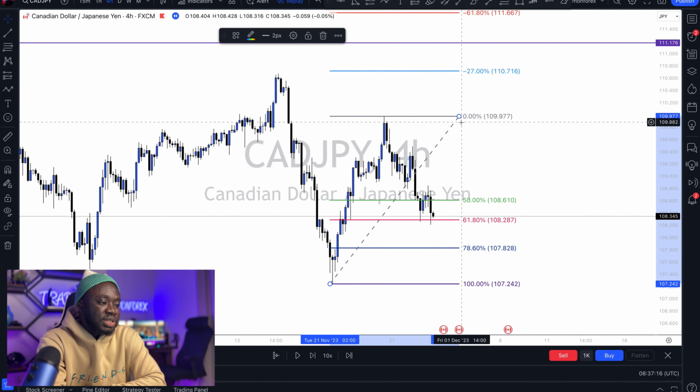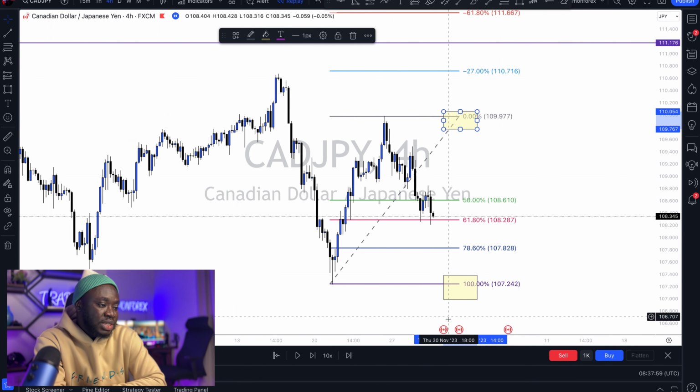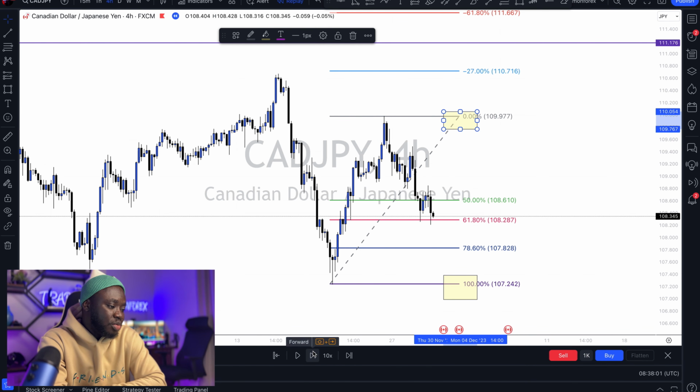There's a line on my 0%. So I know the 0% is obviously my resistance. And I also know what my 100% is: obviously my support. If it breaks through and gets here, I'm looking for a buy. If it breaks through and gets here, I'm looking for a sell. I have my 0%, 100% here. Now I'm waiting to see how my Fibonacci plays out.